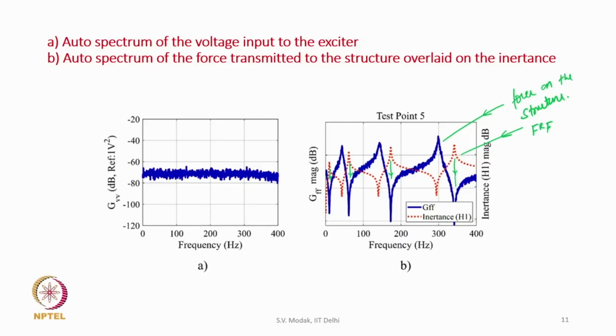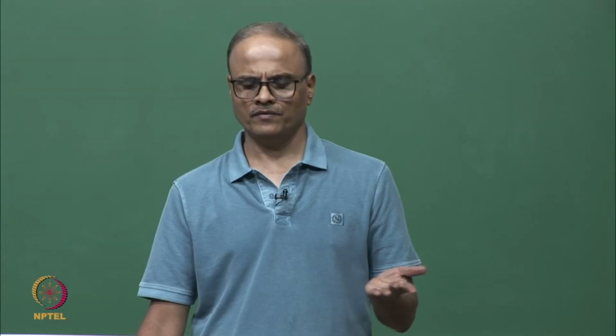So, in this way we now measure the FRF at other test points, right. We shift the accelerometer to other test points and repeat the process to get the FRF.